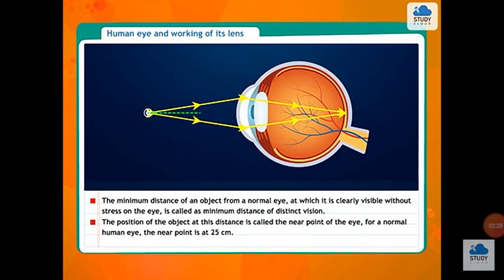The position of the object at this distance is called the near point of the eye for a normal human eye. The near point is at 25 centimeter.